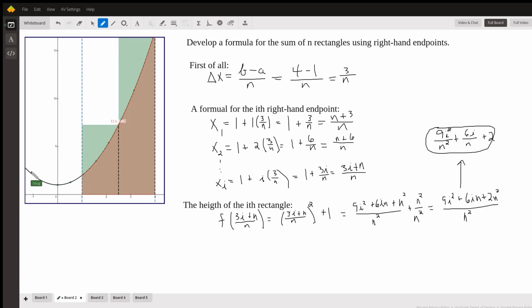So here's the graph of x squared plus 1. That's the function. I've depicted dividing the interval from 1 to 4 into just 2 rectangles to give us the idea. And I'm using right-hand endpoints because that's the easiest. If you have to follow this technique for left-hand endpoints and midpoints, it gets even messier. But first of all, we need a formula for the width of each rectangle. And that's going to be the right-hand endpoint minus the left-hand endpoint divided by the number of intervals.